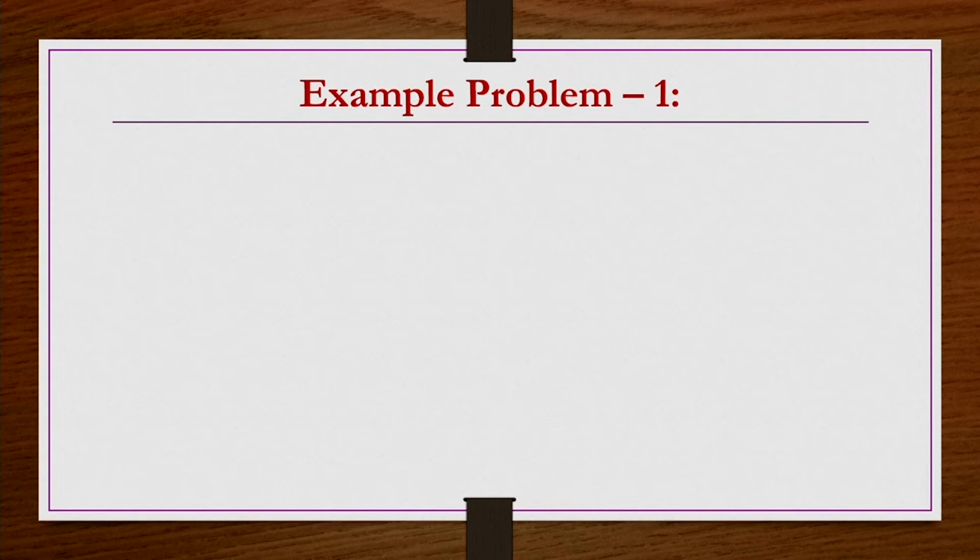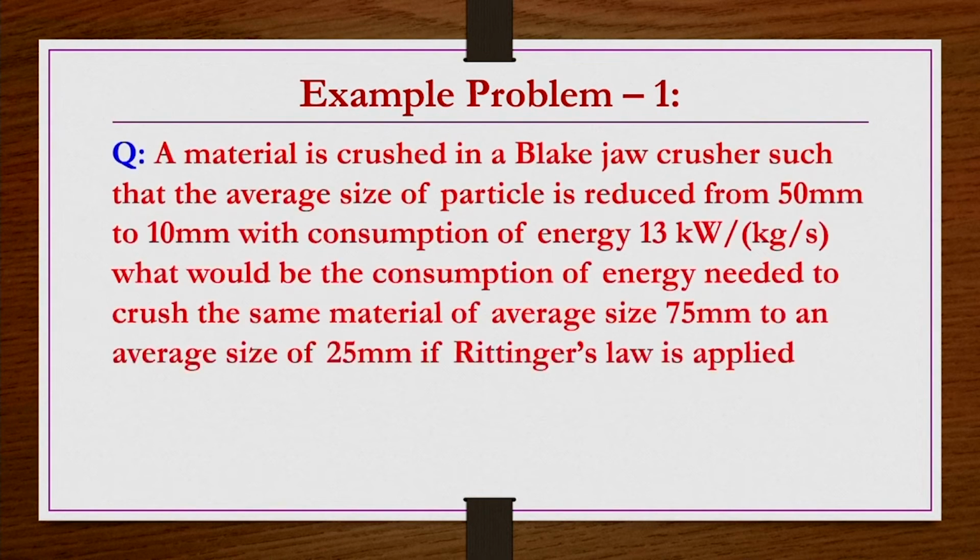Now, we take an example problem before going to the next crushing law. A material is crushed in a crusher, the feed size is 50 mm and you expect a product average size of 10 mm. For this case the energy consumption is 13 kilowatt per kg per second. Kilowatt is power, kg per second is a mass rate. So P/m dot is given, feed size is given, product size is given. From this information one can find the proportionality constant, Rittinger's constant Kr.